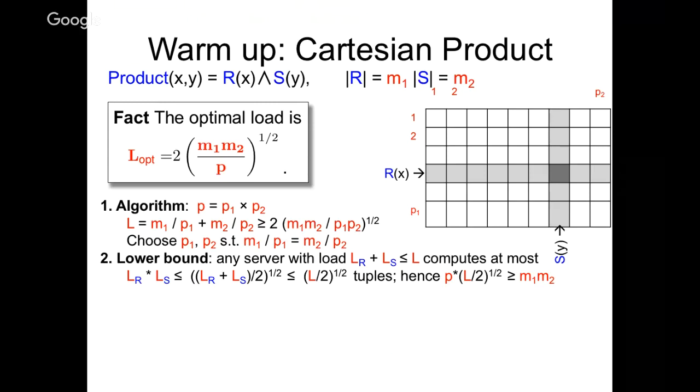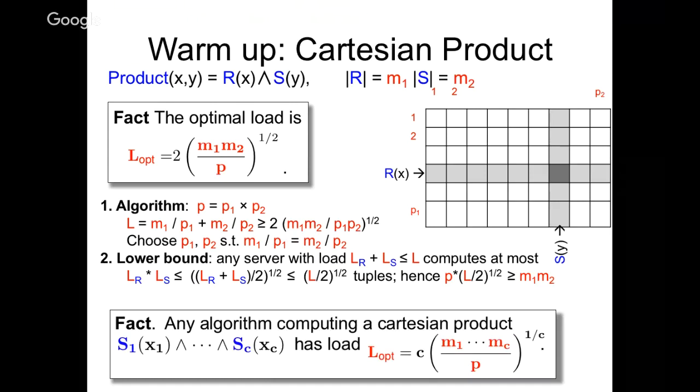Okay, what happens if we want to compute the Cartesian product of C relations? By now you know it. Just generalize. If we know how to do it for 2, we know how to do it for anything. So it is this simple formula: the product of their sizes by P to the power 1 by C.